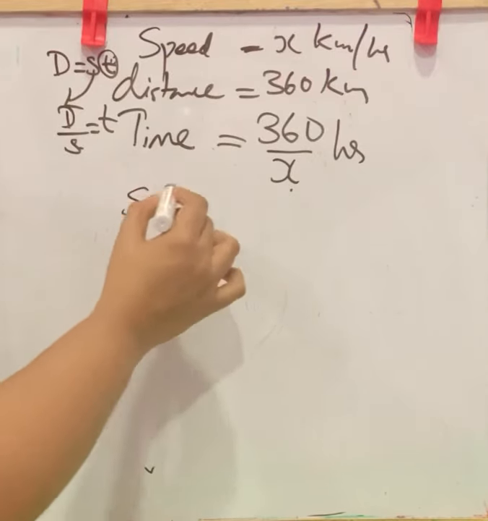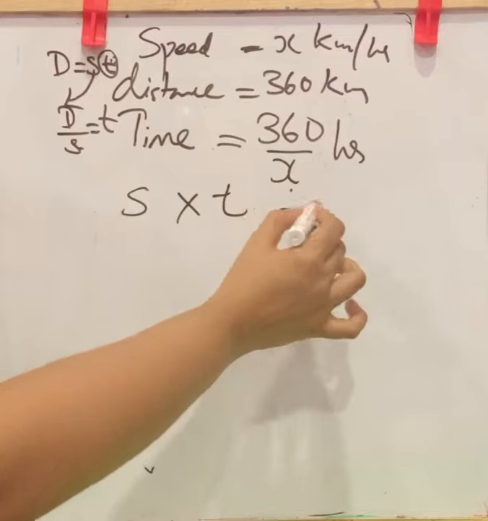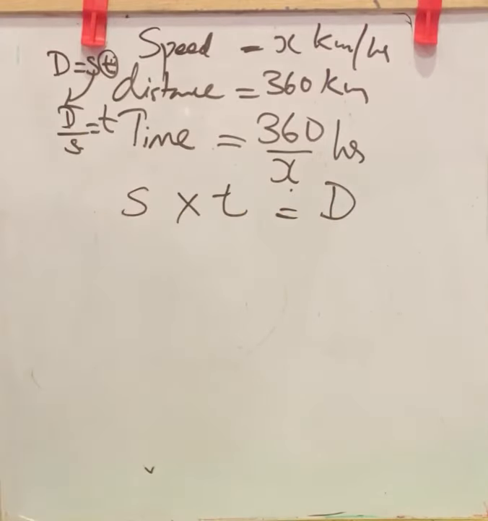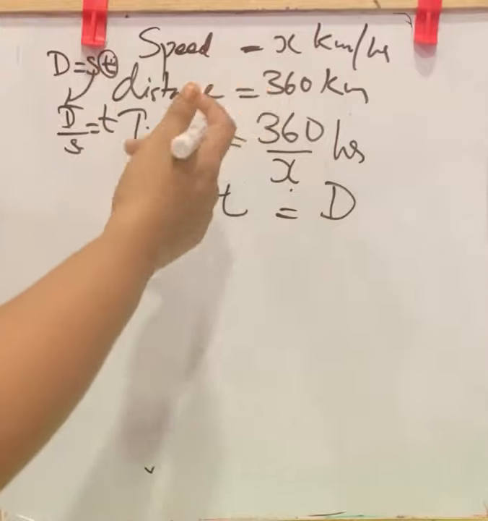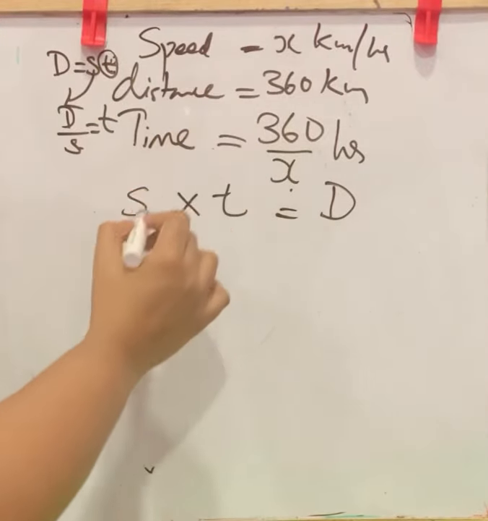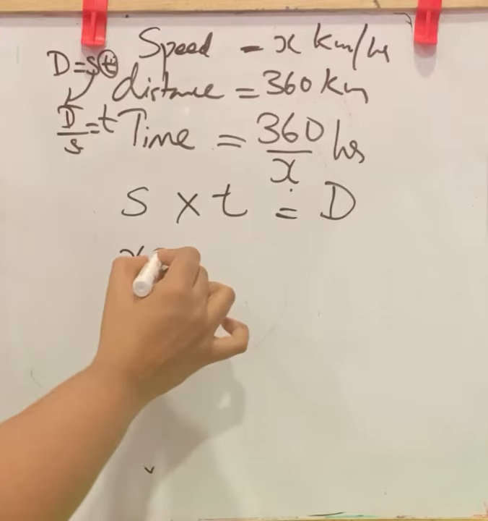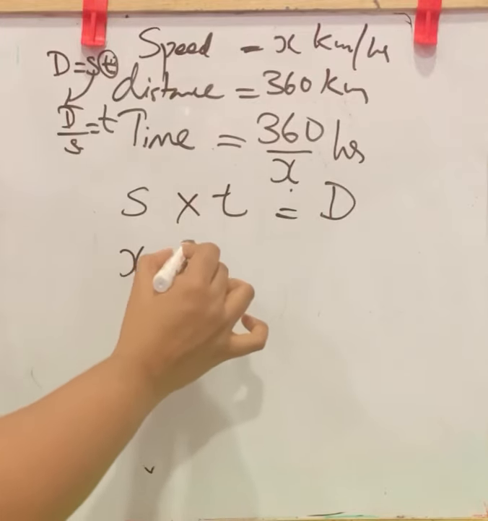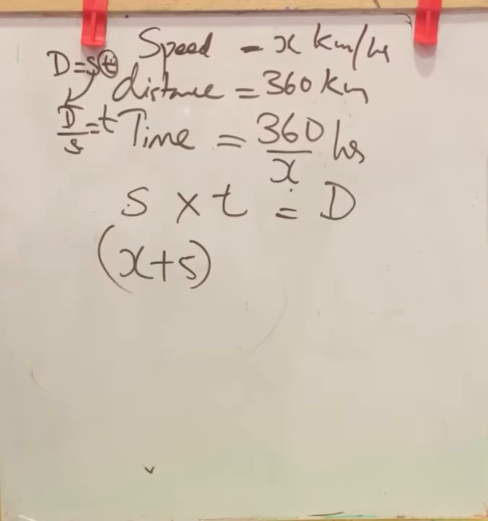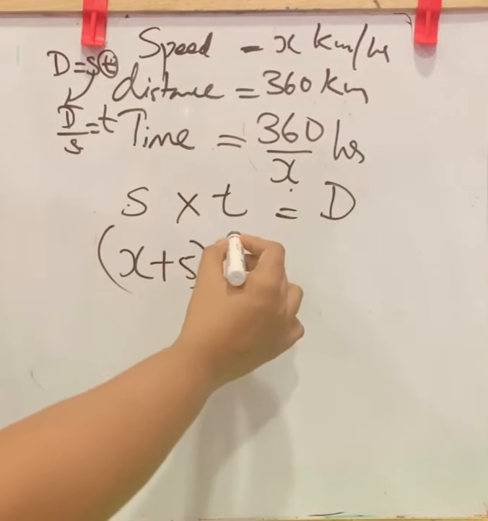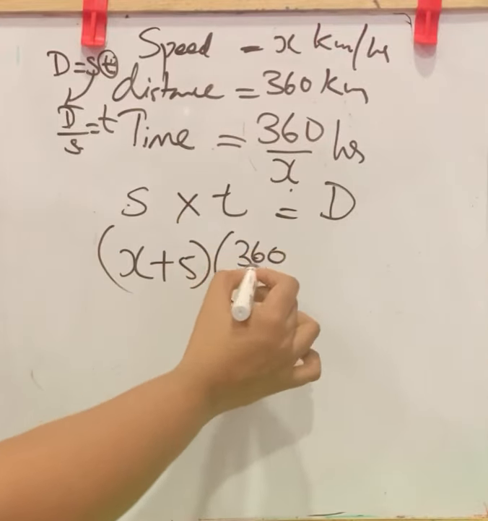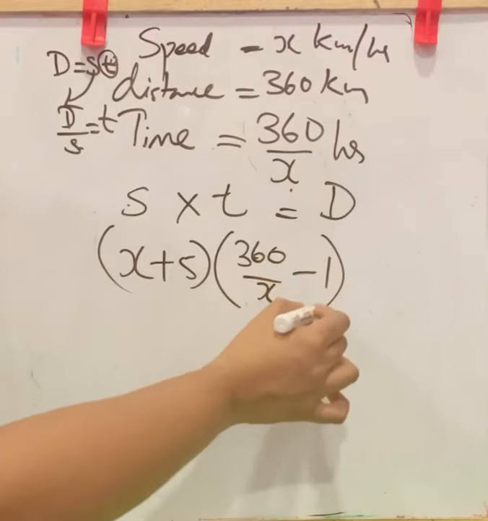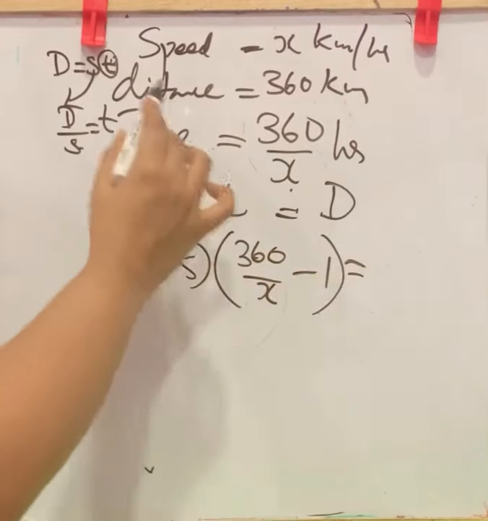We know speed into time is equal to distance. From that, we have a condition given in the question. The speed had been 5 km per hour more. If the speed is increased by 5 km per hour, here it is x, so increasing 5 km per hour means x plus 5, speed into time. It would have taken 1 hour less for the same journey. Here time is 360 by x. So 1 hour less means 360 by x hours minus 1 hour. And speed into time, we know the same distance is covered.